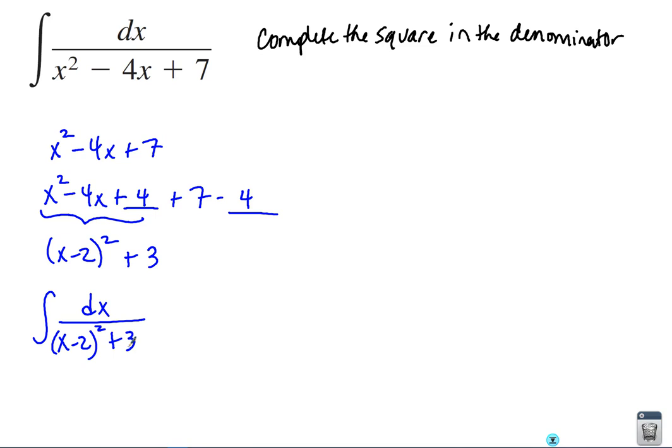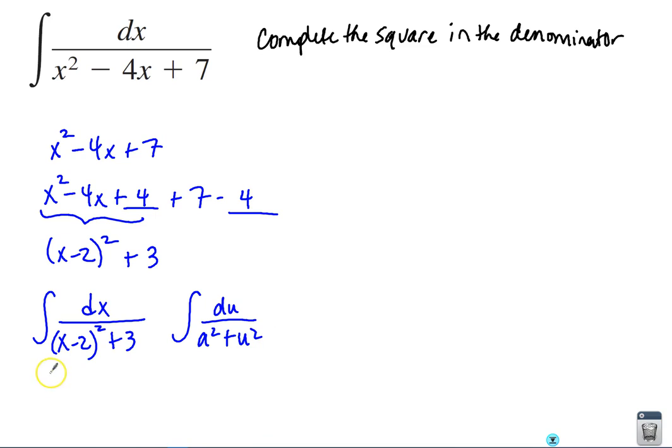So is this arc sine? Is it arc tan? Or is it arc secant or cosecant? Which one do you think? Well, it's a plus and there's no square root, so it's got to be arc tan. So if that's the case, remember arc tan is in the form of du over a squared plus u squared. Okay, that's arc tan. So I need to somehow figure out how to make that work over here.